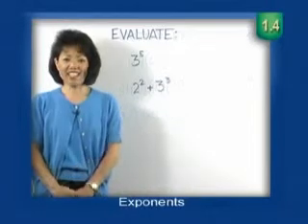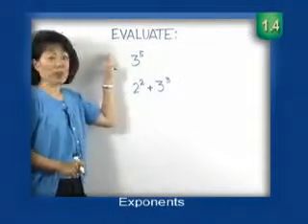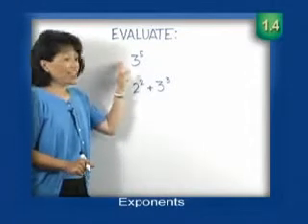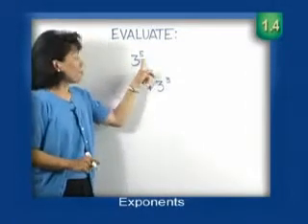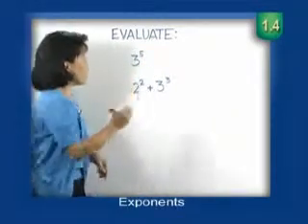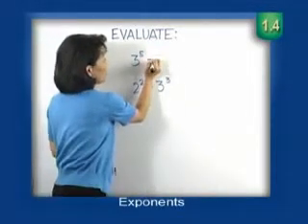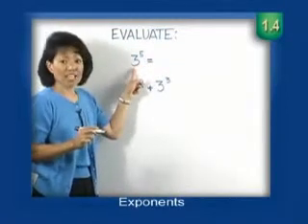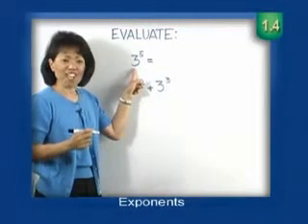Let's see what we have next. This time we're asked to evaluate these following expressions. The first one is 3 to the 5th power. What we're going to do is write it without exponents. Remembering what the exponent means, this 5 means we're going to multiply the base 3 times itself 5 times.